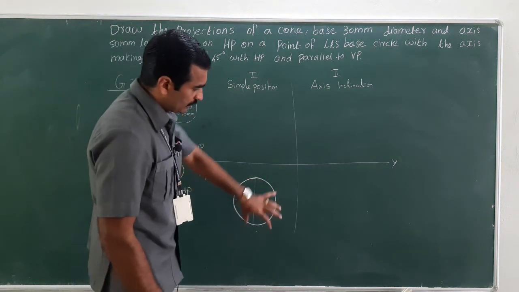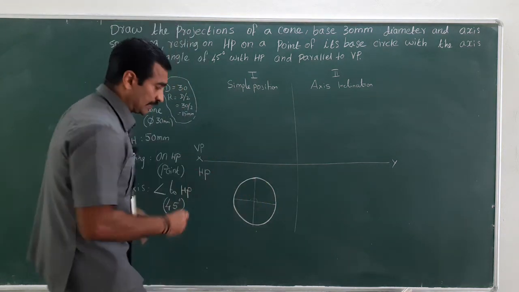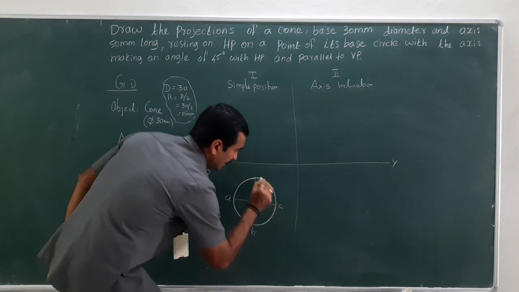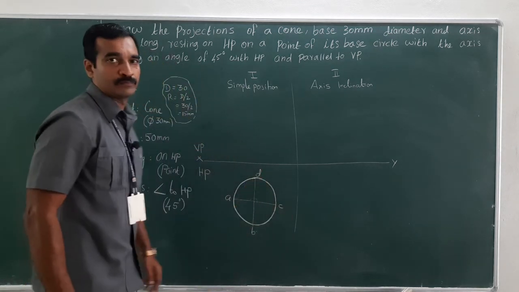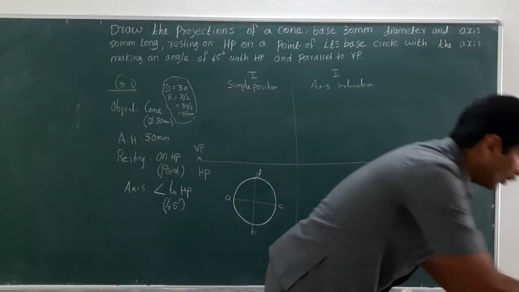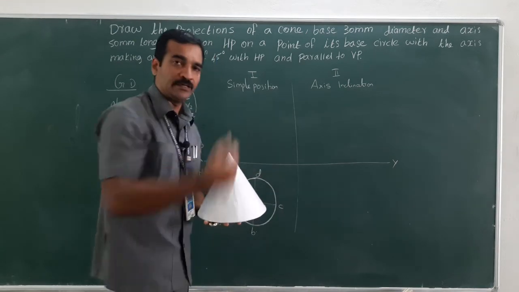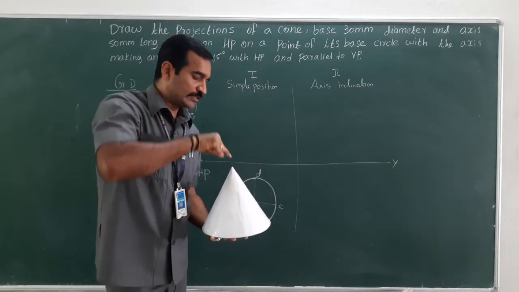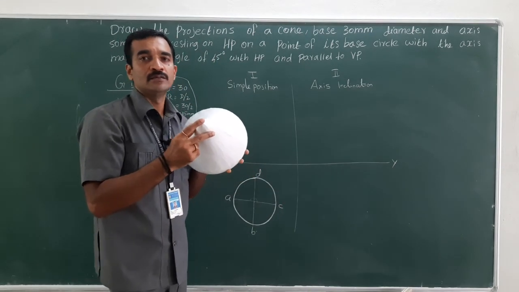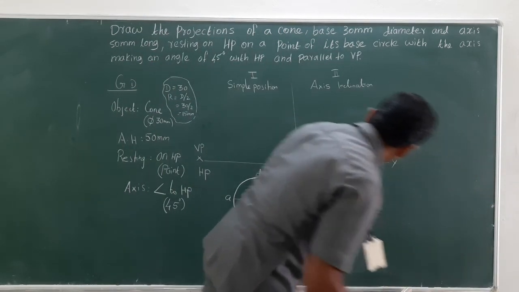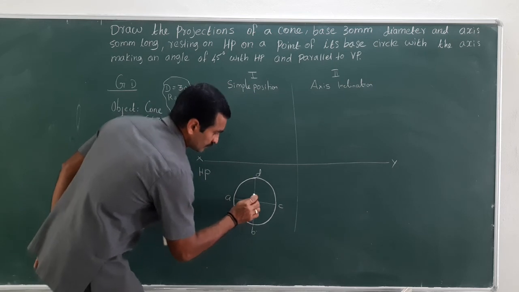Since the circle has been divided into 4 equal divisions, let me give the naming: A, B, C, D. When you look from the top, the circle has been divided into 4 points, A, B, C, D, and from the top I could see the vertex or the apex, which can be denoted with O.